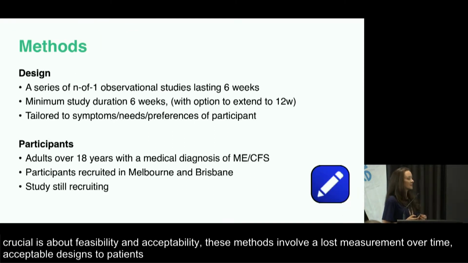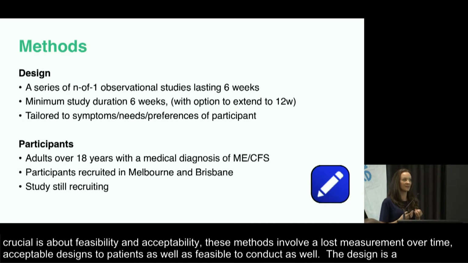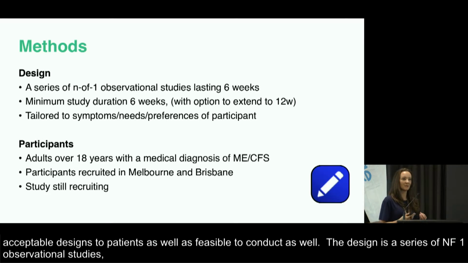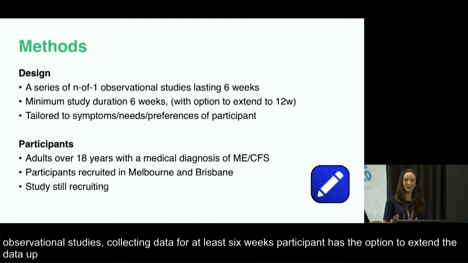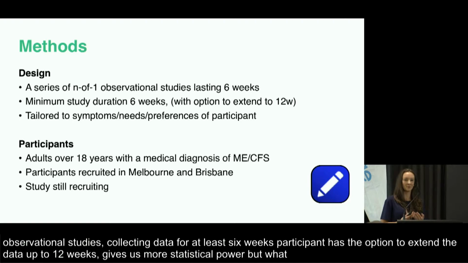So the design, like I say, is a series of N-of-1 observational studies, and this design will be collecting data for at least 6 weeks, but we give the participant the option to extend that data collection up to a maximum of 12 weeks. Obviously, doing this gives us a bit more statistical power, but we need to balance what we ask of the patients as well as what we need for the statistical power, so it's a bit of a negotiation.